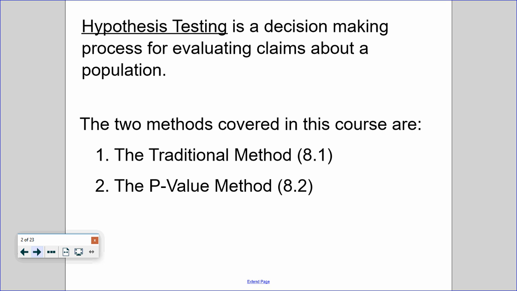And on your formula sheet, it has the traditional method on there. So you will have that on the test. Did you find it? On the backside? Do you see it there? Traditional method, you have the 5 steps. On the back of the chapter 13 stuff, there are 2 tables here, the traditional method and the p-value method.